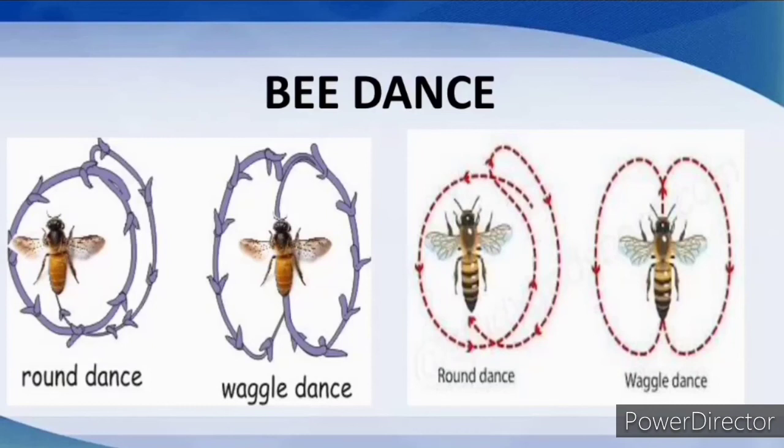It uses a round dance to tell other bees how to get to places close to the hive. And what if a bee wants to tell other bees how to get to a place where it found nectar far from the hive? Which kind of dance will it use? Yes, the waggle dance. Yes, it uses the waggle dance.